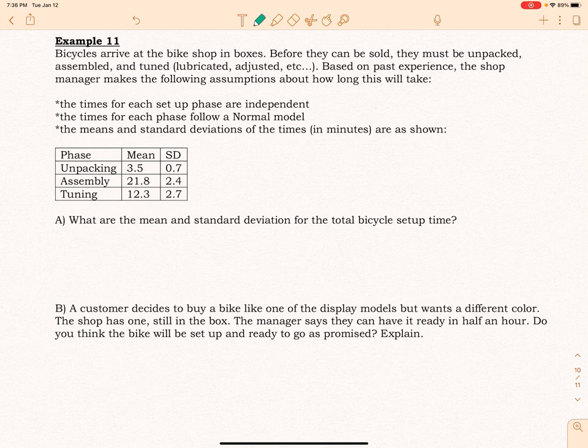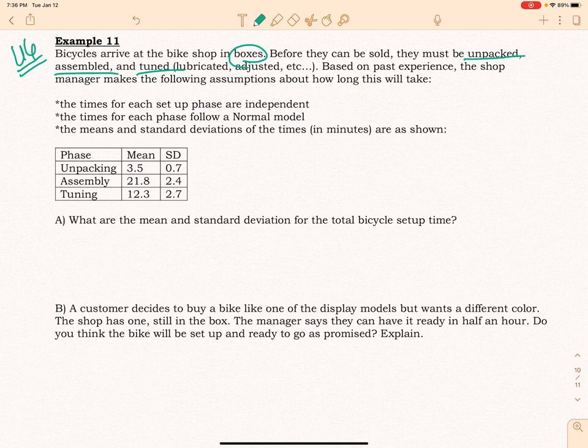Okay, AP Statistics, Unit 6. We have arrived at example 11. So here's the premise for this problem. Bicycles arrive at the bicycle shop in boxes. So before they can be sold, obviously they have to be unpacked, they have to be assembled, they have to be tuned.